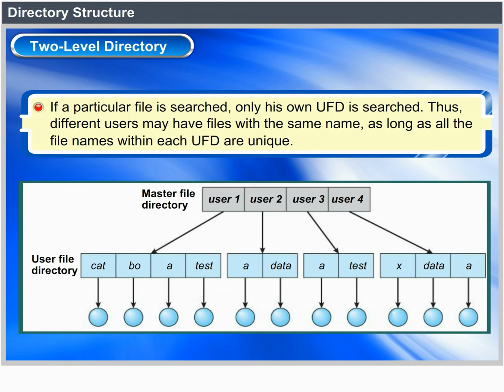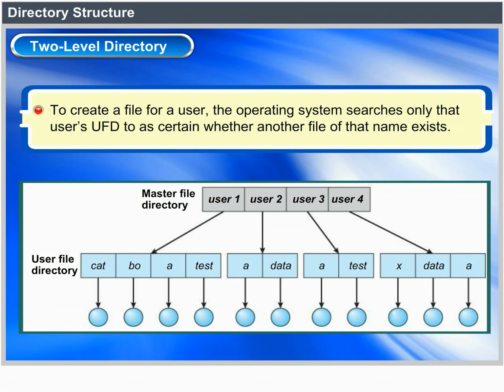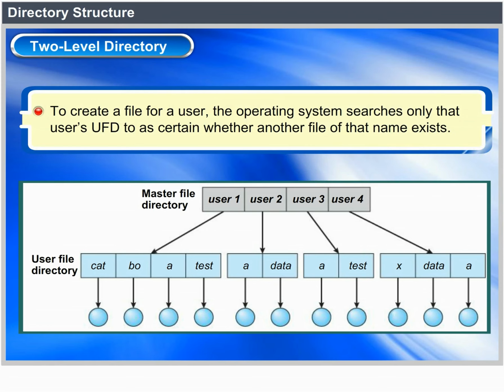To create a file for a user, the operating system searches only that user's UFD to ascertain whether another file of that name exists. To delete a file, the operating system confines its search to the local UFD. Thus, it cannot accidentally delete another user's file that has the same name. The user directories themselves must be created and deleted as necessary.